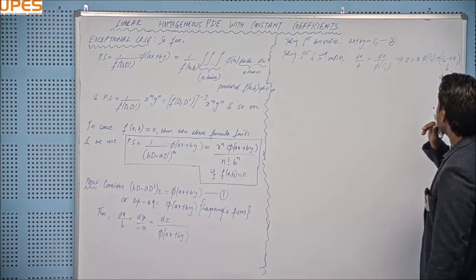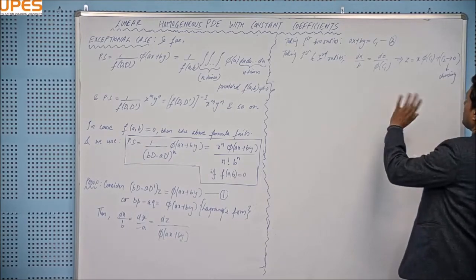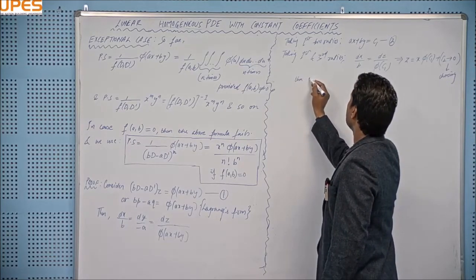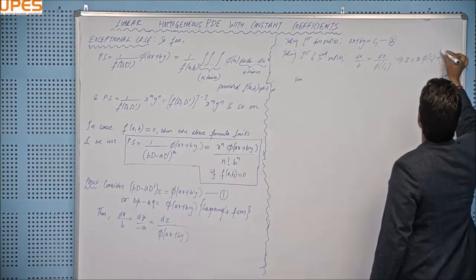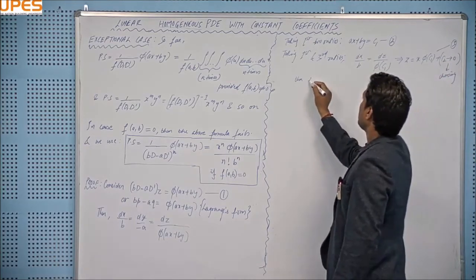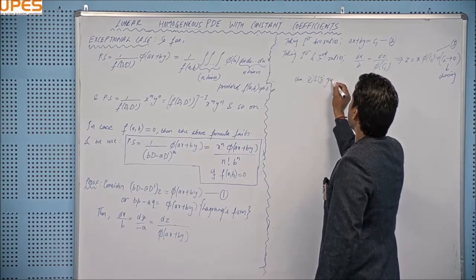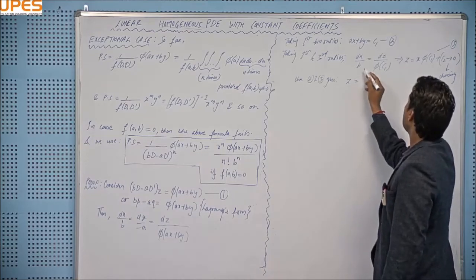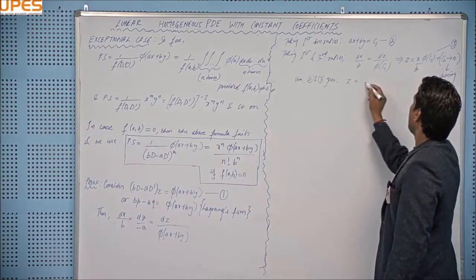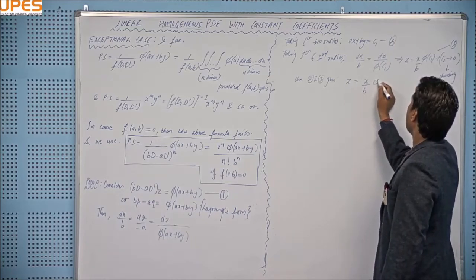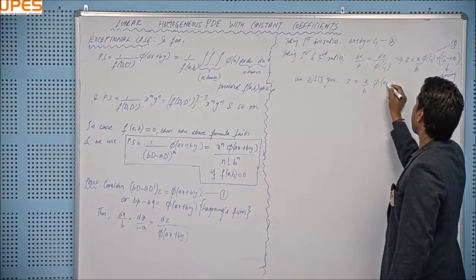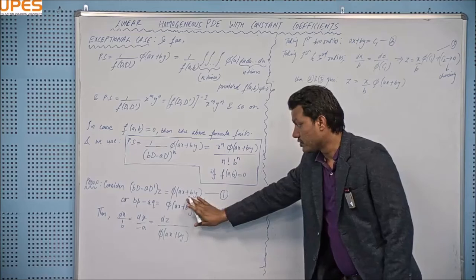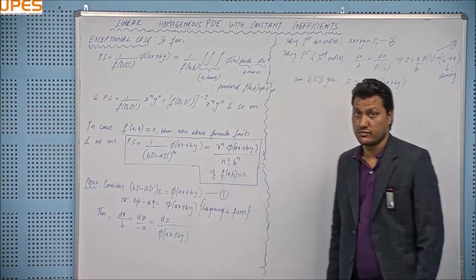Then from the second and third, this is my third equation, second and third gives the solution z is equal to x by b times phi of c1, and what is c1? ax plus by. Okay. So this is the solution for this equation number 1, meaning this Lagrange's form equation, okay.